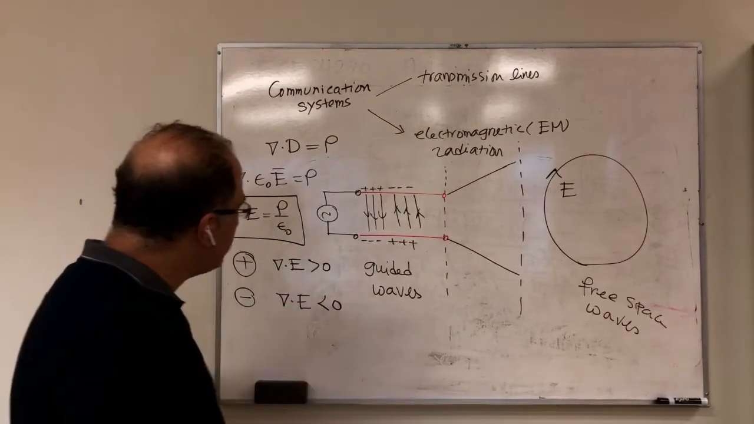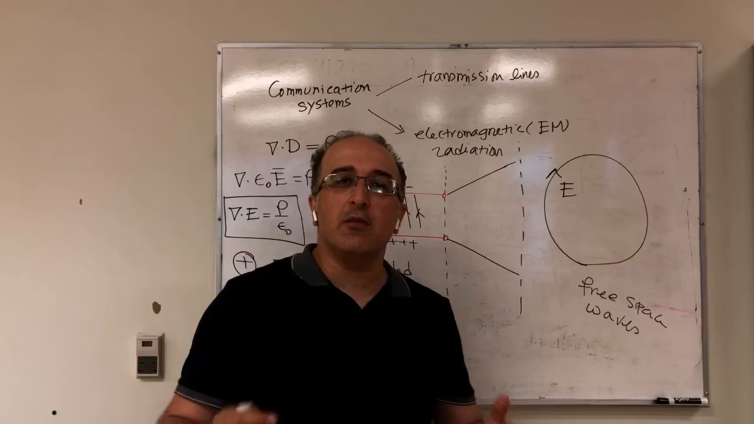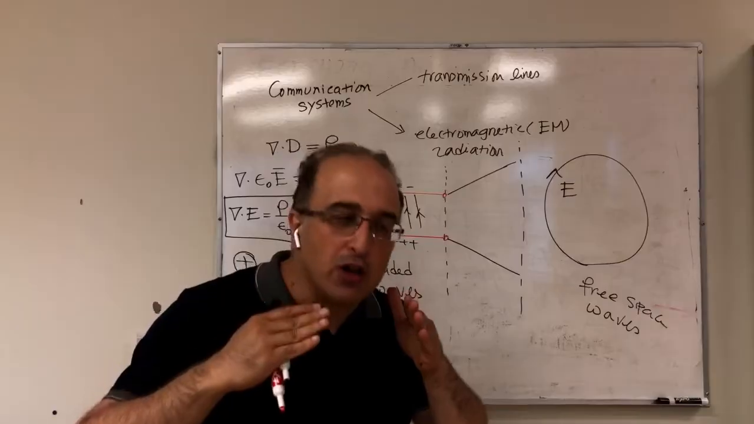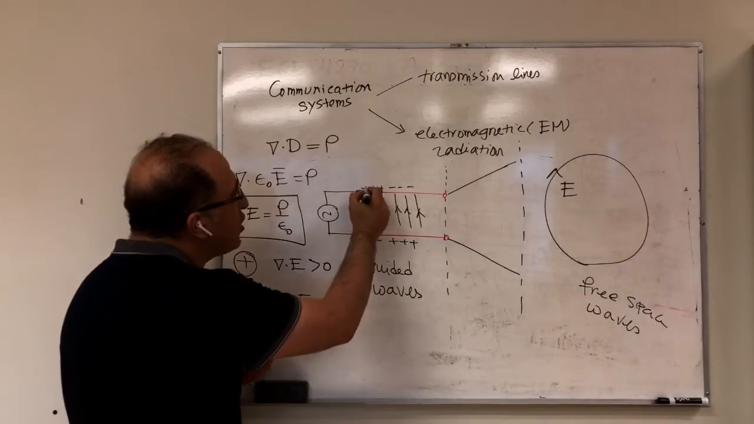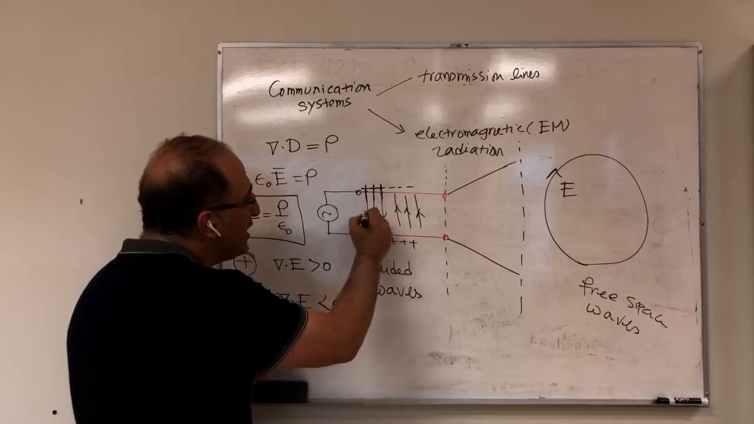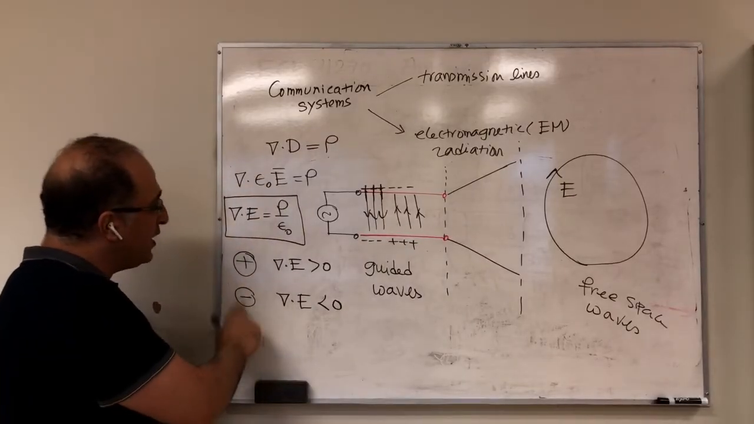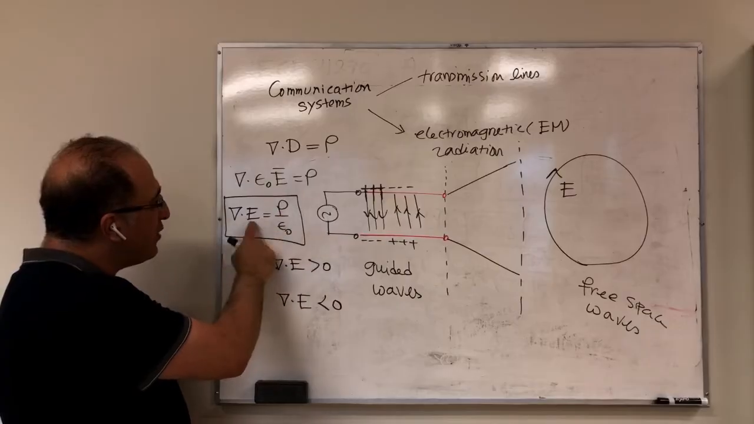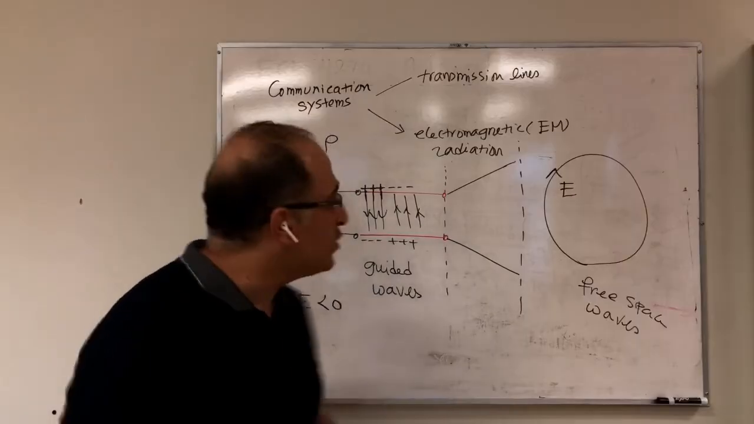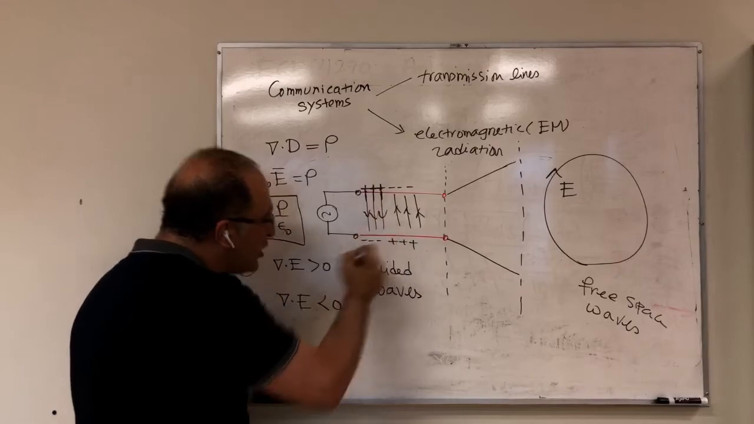Now, what's the meaning of this? What's the meaning of divergence of E greater than 0? It means E diverges from that point. Divergence positive means you are diverging from that point. Now, look at these positive charges here. We are diverging from them. So these electric fields are diverging from them. Now, look at the negative charge. If you have a negative charge here, the divergence of E is negative. That means you're converging. So you're diverging from positive charges, but converging on the negative charges.